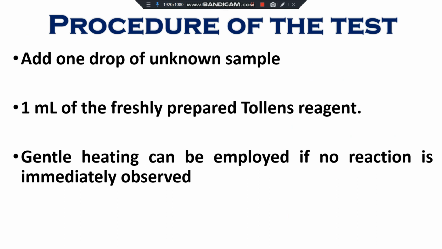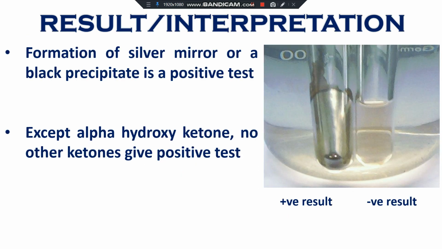How are we going to perform the test? Add 1 drop of unknown sample to 1 ml of freshly prepared Tollens reagent, and if the reaction does not take place, you can mild heat it. So you will get the positive result. At the end of the test, if your sample gives a positive test, you can get this type of result. It looks like silver, like a mirror. So this is the positive result, and this is the negative result.